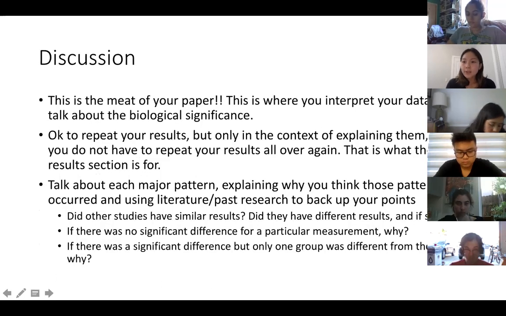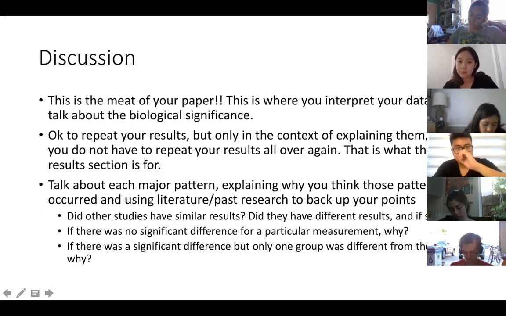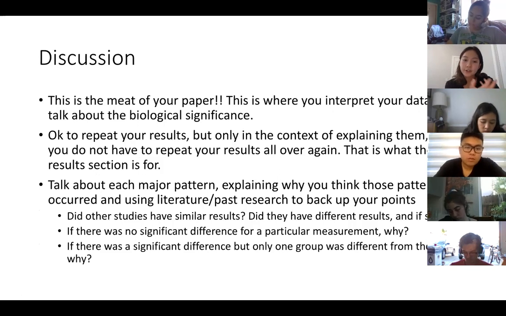Okay, so for the discussion, again, like I said, this is the meat of your paper. This is where you talk about and interpret your data and talk about the biological significance. It is okay to repeat your results, but only in the context of explaining them. You don't have to repeat your results all over again in the discussion, as again, that's basically what the results section was for. So you could always just refer back to your tables in the discussion.